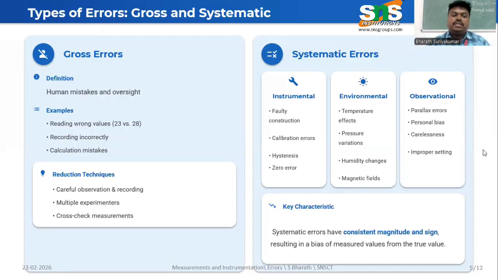How can these gross errors be reduced? They can be reduced by carefully observing, repeating multiple experiments, and cross-checking the measurements.